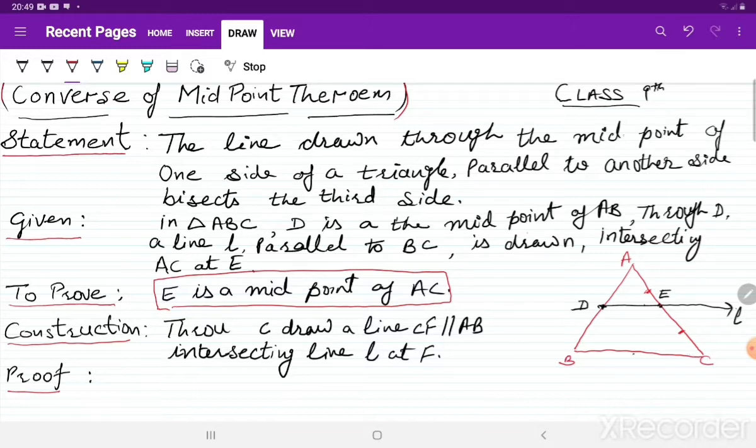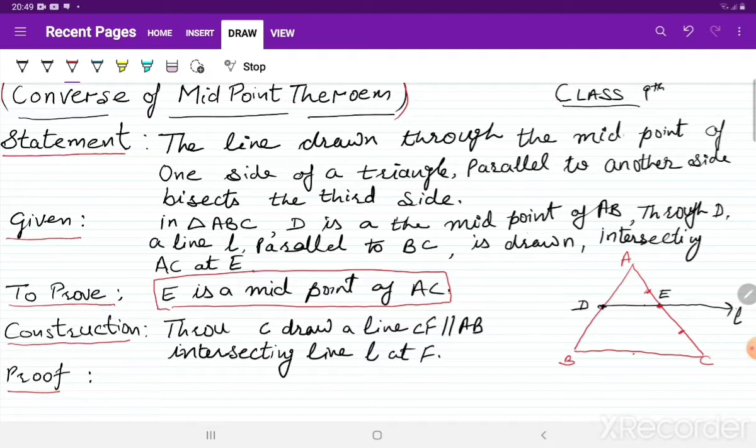Always keep in your mind, whenever you have to prove something, concentrate on that part. Here it says E is a midpoint of AC, so for that we have to prove AE is equal to EC. Right? So please write down the given. Given: in triangle ABC, D is a midpoint of side AB. Through D, one line is drawn parallel to BC, which intersects AC at point E. And to prove: E is a midpoint of AC.